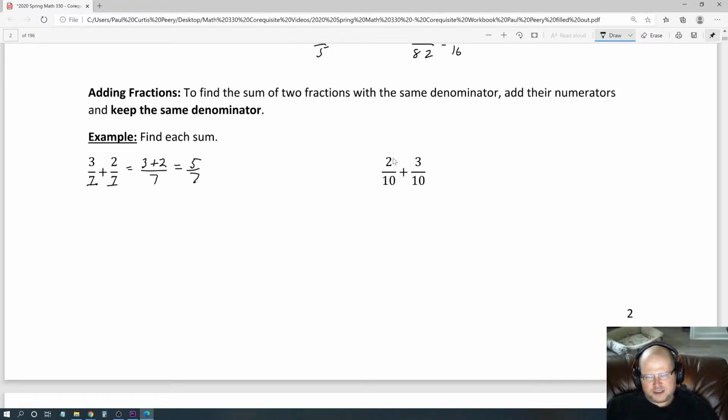Over here we say 2 tenths plus 3 tenths. Again, since the denominators match, we can just add the numerators of 2 plus 3, put that over 10. That would give me 5 over 10. Now, we have to simplify to get the correct answer.